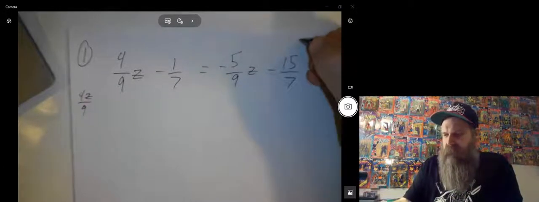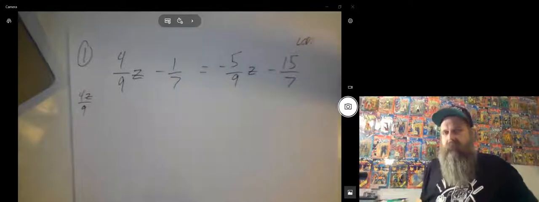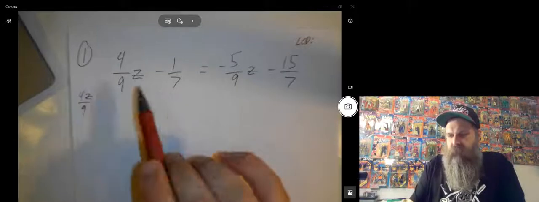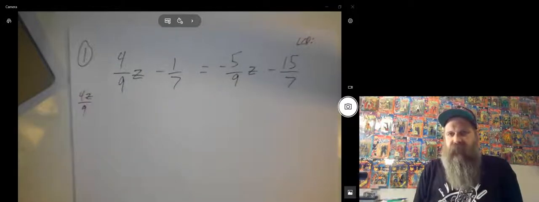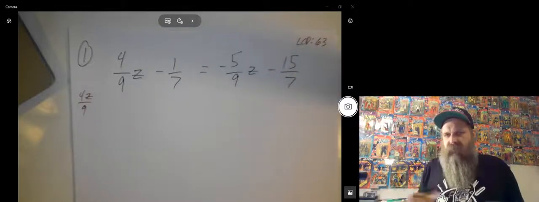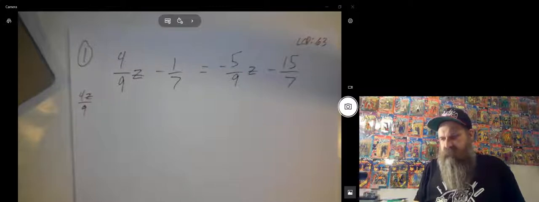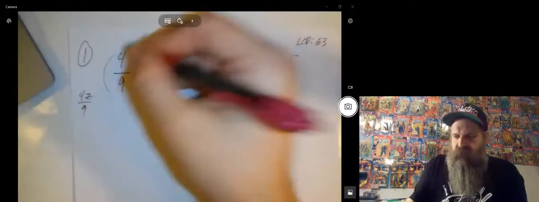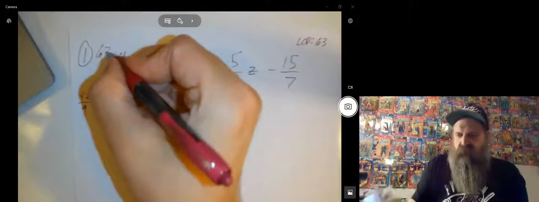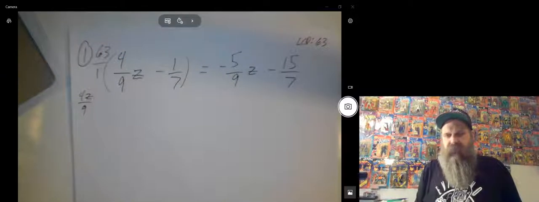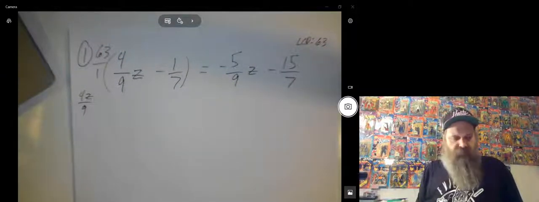So, the lowest common denominator, the smallest multiple that all 4 of these denominators have in common, is 63. And I have videos posted about finding the LCD, should you need to review that. So we're going to multiply everything by 63. I like to think about it as 63 over 1. And now we're just multiplying fractions.